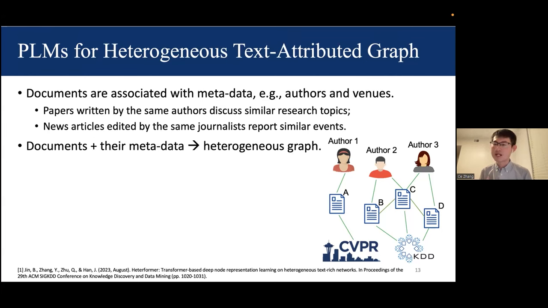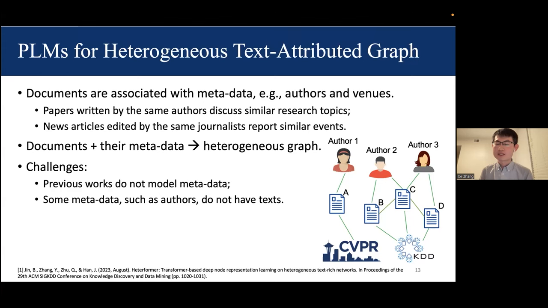Such a graph is called a heterogeneous graph. We have documents with their metadata. However, there are two challenges. The first challenge is that previous works, including the previously mentioned graph formal, don't consider metadata. They mainly consider the connections across different documents, but not authors and venues. The second challenge is that some metadata, like authors and venues, don't have text data. They are just identities. So we also need to find a way to model such textless nodes.